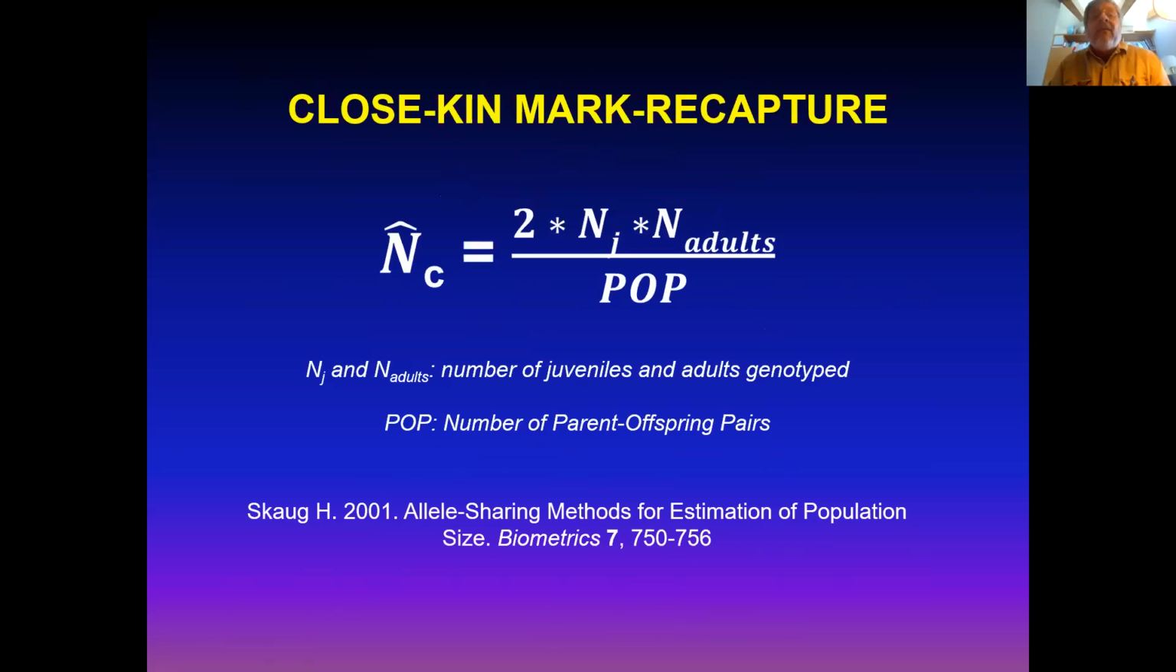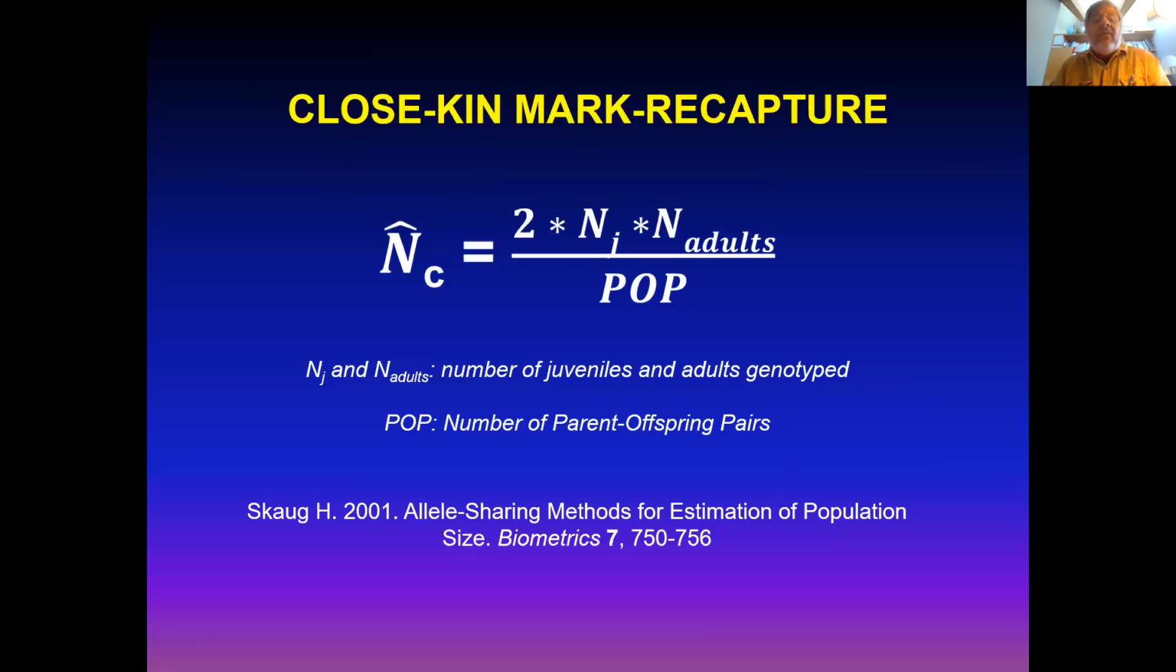Now, in close-kin mark recapture, you use the same principle, except that the estimate of abundance, NC, in this case has a 2 in the numerator, because we're talking about diploid individuals, and each individual has 2 parents. So here, NJ is the number of juveniles, and NA is the number of adults. POP is the number of parent-offspring pairs that you can identify in that sample.